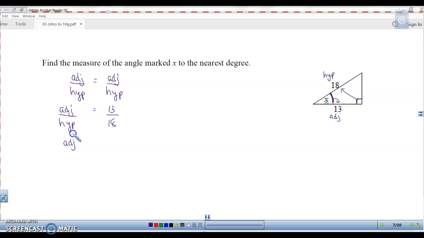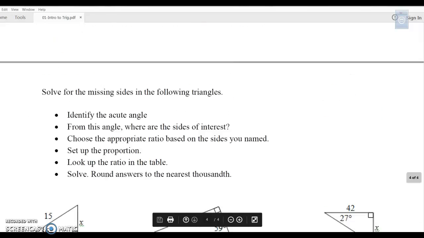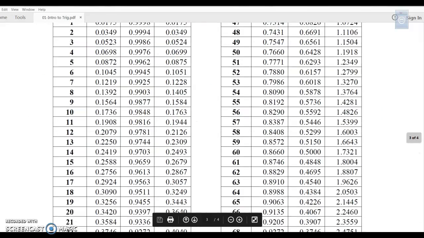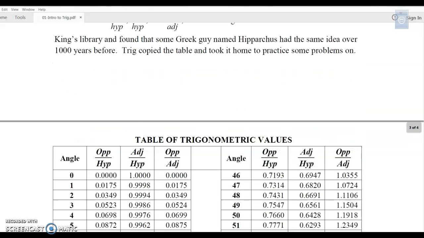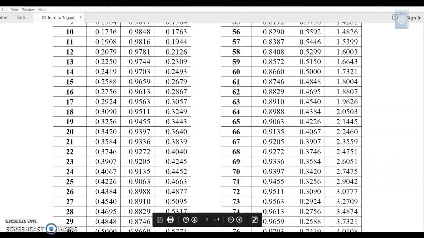So adjacent over hypotenuse is equal to 0.7222. So what I need to do is go to my table. Here's my table. I want to look in the adjacent over hypotenuse column, which is the middle column. I'm going to look at these numbers and find the number that is closest to 0.7222.